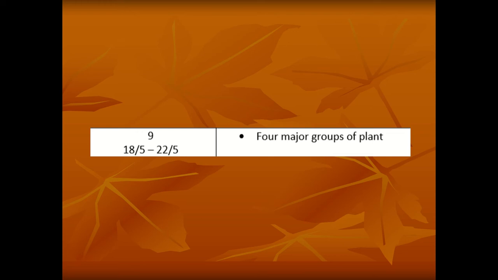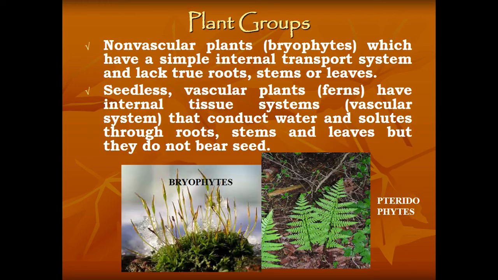So this week we will look at the four major groups of plants, including vascular plants, non-vascular plants, seedless plants, and also those with flowers. First, we're going to look at the non-vascular plants, which are also known as the bryophytes. These non-vascular plants are seedless and flowerless, and they have a very simple internal transport system. They are non-vascular plants because they lack true roots, stems, and also leaves.